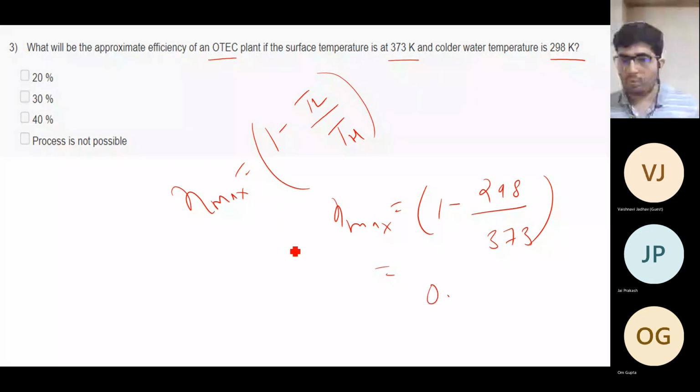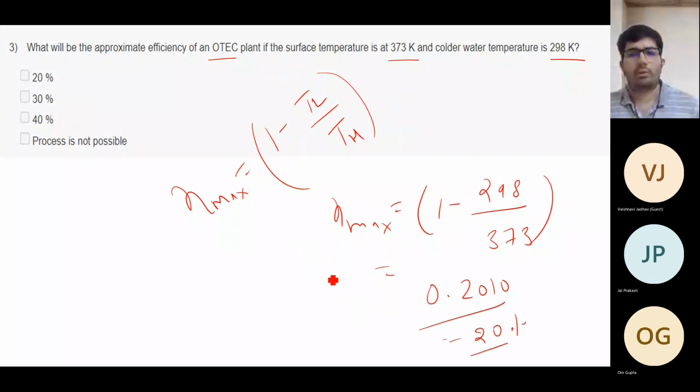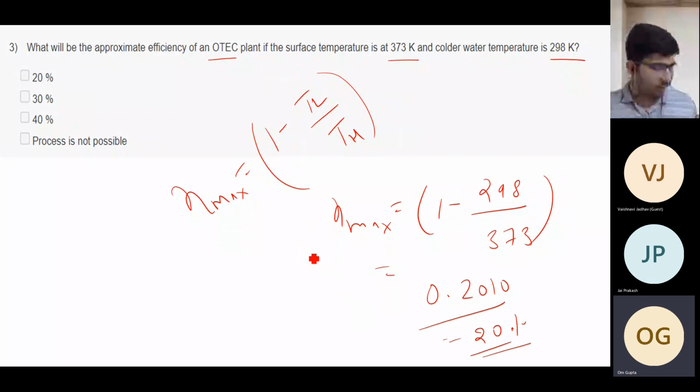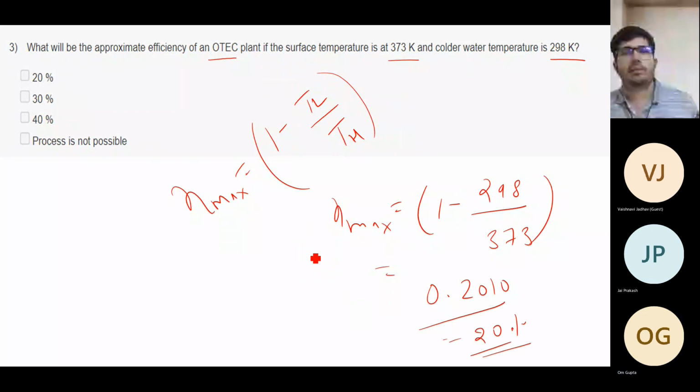So it will come around 0.2010. You can say 20% roughly. Okay, so 20%. That was correct. If you are having an OTEC plant with the surface temperature 373 Kelvin and the cooler temperature 298 Kelvin, then the efficiency will be 20%. Correct answer is 20%.